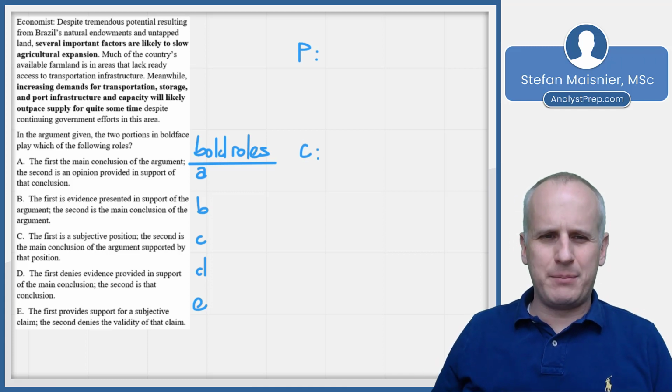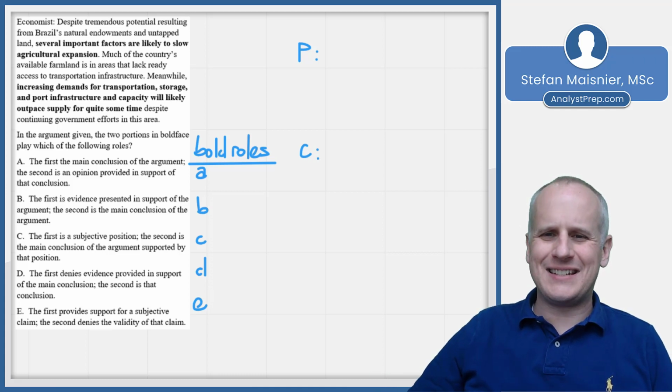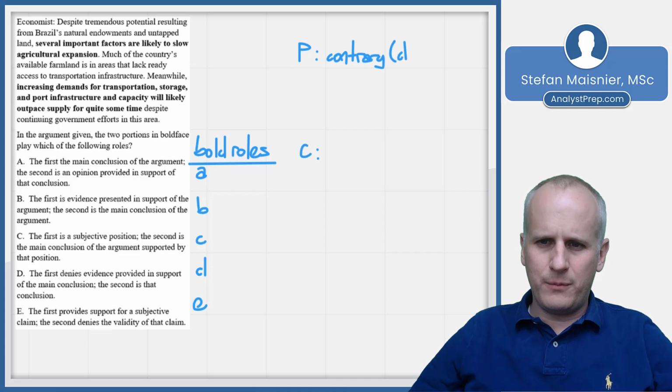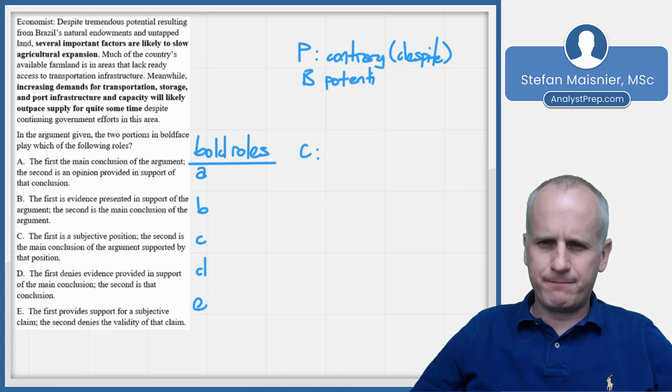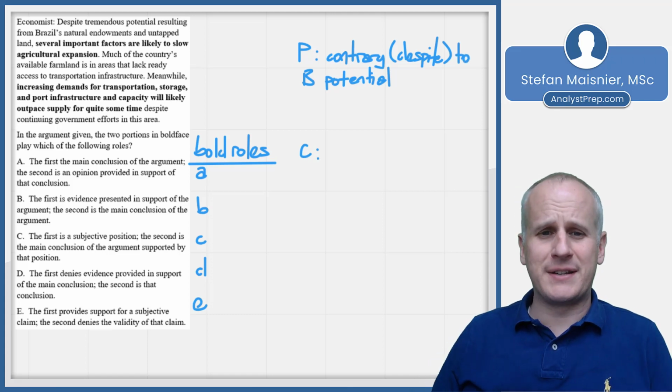So reading at the beginning, the economist states, despite tremendous potential resulting from Brazil's natural endowments and untapped land. So this is kind of a contrary premise because of the despite. And so we'll just say despite here. And then the B potential, I'll put contrary to, so it's a sentence that actually makes sense.